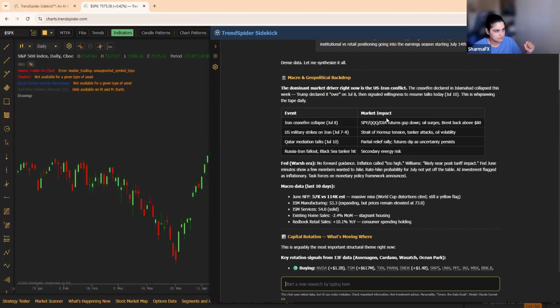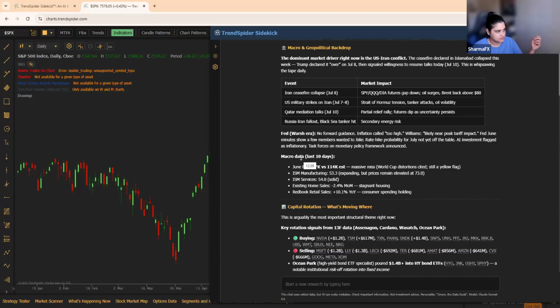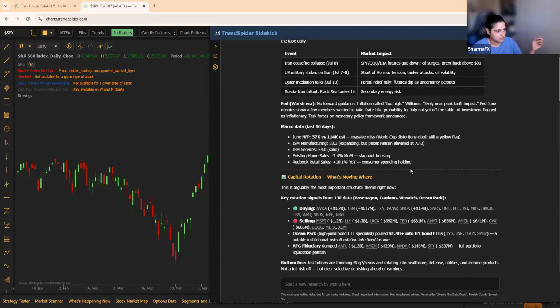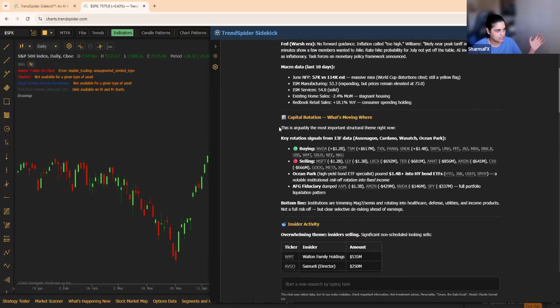Market impact here: we had futures gap down, oil surged, crude oil Brent back above the $80 mark, and you can confirm this when you go over to TradingView, or you can just pull up Brent oil right here on TrendSpider as well. We had some military strikes. Oil volatility is what we got. We got futures dipping as uncertainty persists. And then we see with the Fed and Kevin Warsh's era, no forward guidance, inflation called too high. Let's see if there's anything else very specifically here. In the last 10 days, it's going to give me the macro data points too.